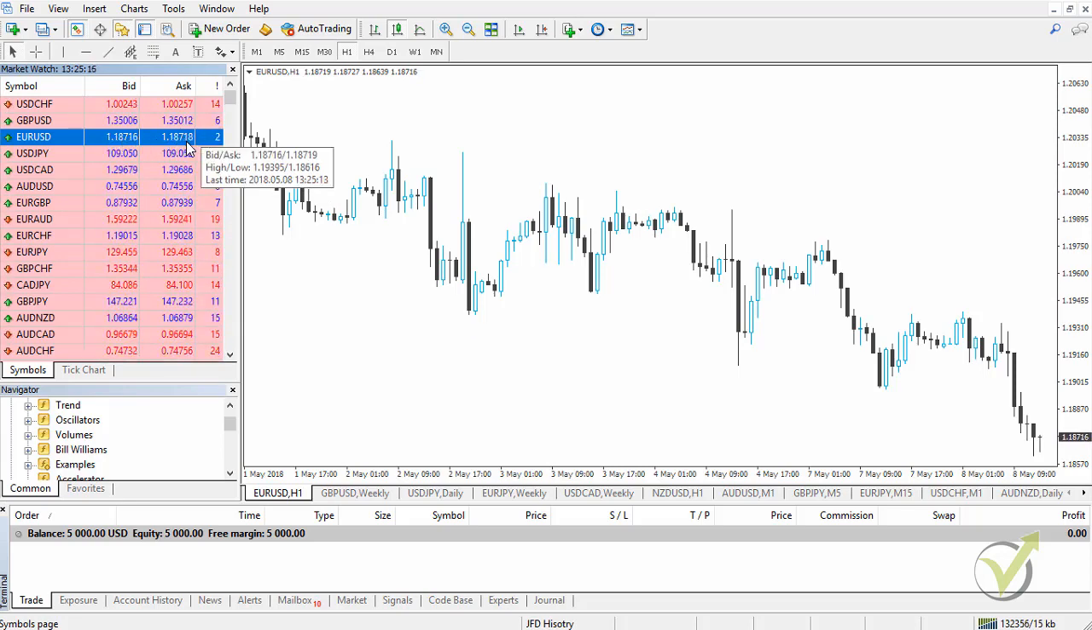So for example, if I buy at 1.1871.6 and I close the position, I will close it on the bid price, because when I close a buy, obviously this is a sell. So one more time, I buy on the ask price and I sell on the bid price. Also, when I buy on the ask price and I close the position, I will close it on the bid price. And the same thing, if I sell on the bid price and I close the position, I will close it on the ask price, on the higher price.